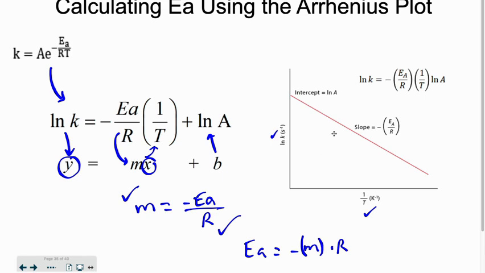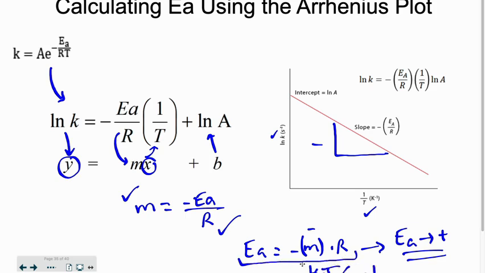Remember here, your slope is going to be a negative number. That's important because once you solve this, activation energy will be positive. Activation energy is always positive. It's never negative. Lastly, activation energy is expressed in kilojoules per mole. When you solve this equation right here, your answer for activation energy is going to be in joules per mole. You are going to have to divide that by 1,000 to convert it into kilojoules per mole.